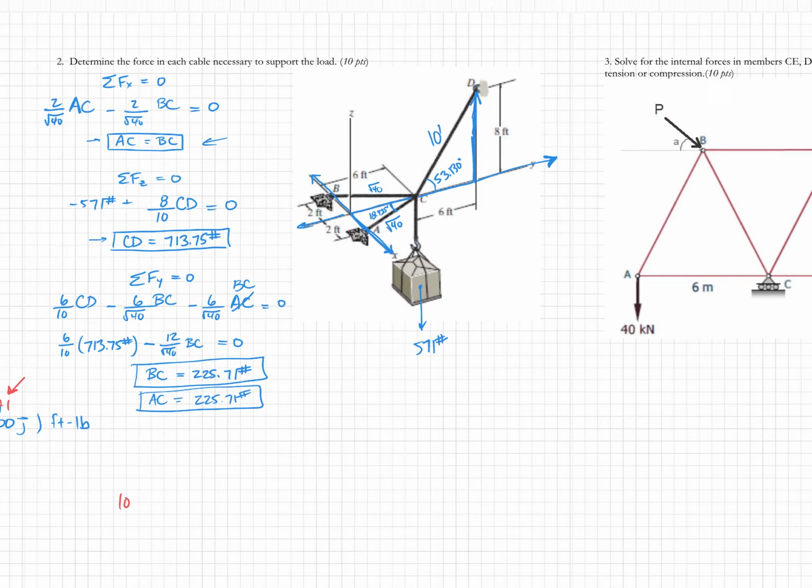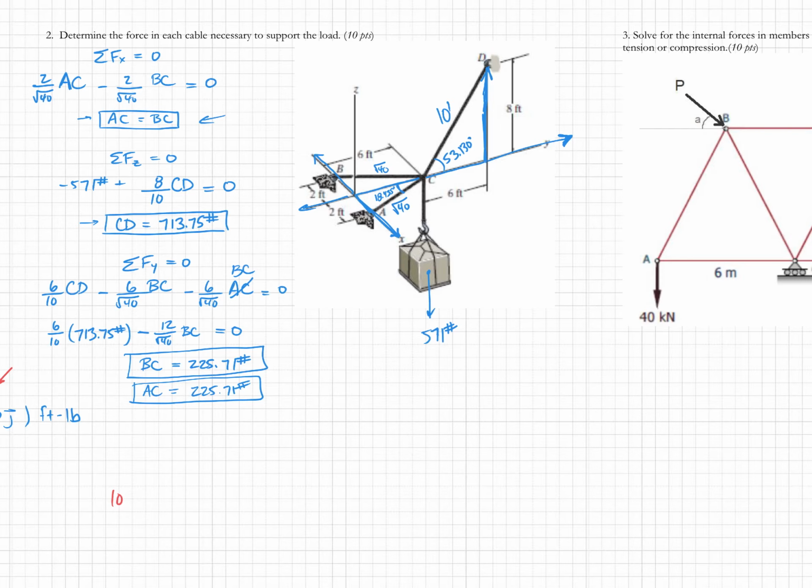And if you want to know how I would grade this, I would look at this and say, well, what matters to me is that you're getting these equations right. So this equation is worth 2. This equation is worth 2.